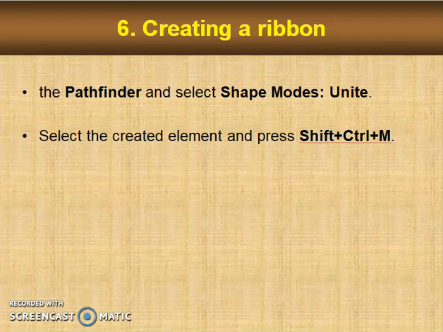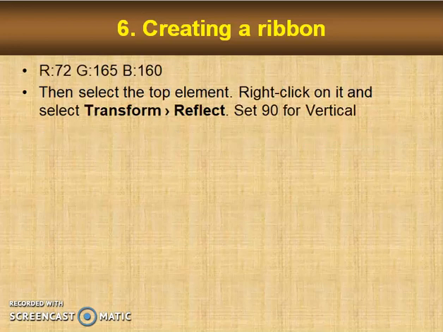In the Pathfinder, select Shape Modes, Unite. Select the created element and press Shift Ctrl plus M. Position horizontal 0 mm, position vertical 32 mm, and click Copy. Select this element once again and set the position horizontal. Then click Copy. As a result, you get 3 identical elements with the same amount of space.